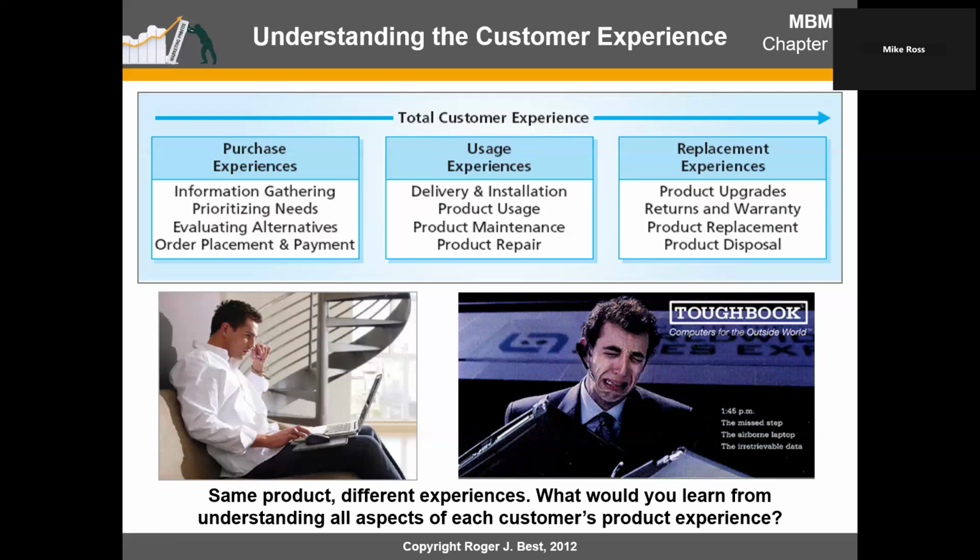What's it like to buy the product or service? What's it like for me to use it? And then to be able to maintain or even replace that.